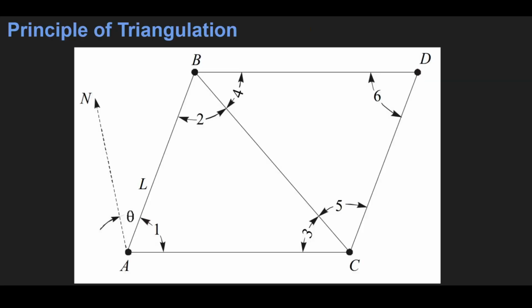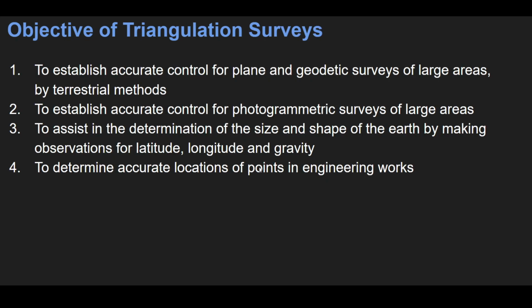Then the principle of triangulation. So let's say we have here a base AB, and you want to know the length of our line CD right here. So we know the length of AB, right? So if we measure angles 1, 2, 3 until 6, then we can calculate the length of line CD. Then we have here the azimuth of line AB. So if we have the angles 1 to 6, then we can also calculate the azimuths of all of the other lines.